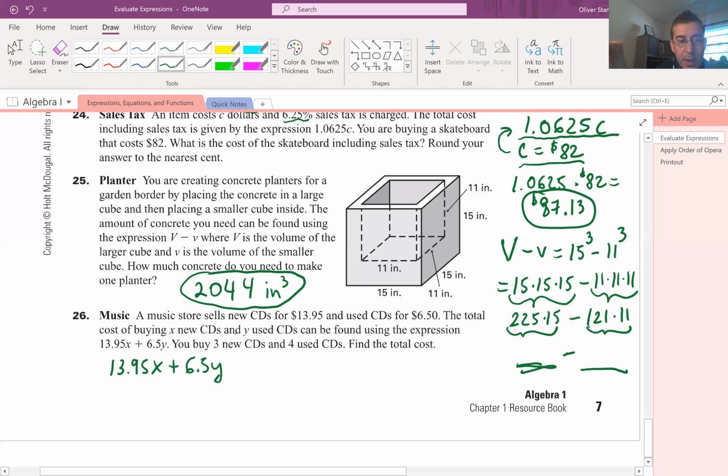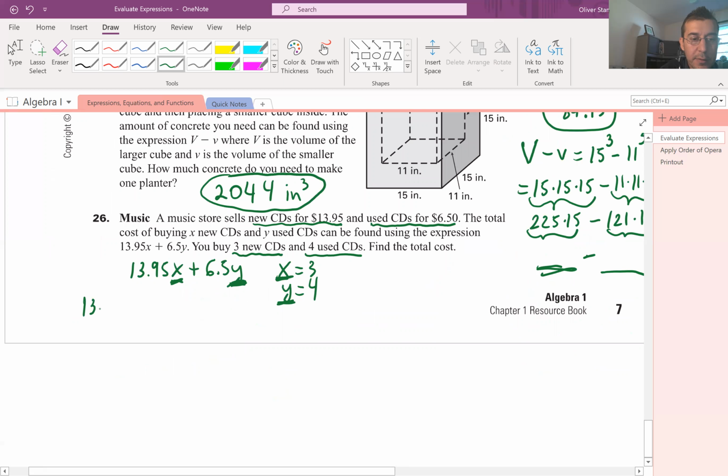6.5Y. So new CDs, that's X. Okay, so new CDs is X, and that is 3. And then used CDs, or that is Y, is 4 in our case, right? 3 new CDs and 4 used CDs. So you can see new CDs, 13.95. So this is X, that's new CDs, and then used CDs is 4. So it's just a matter of substitution.